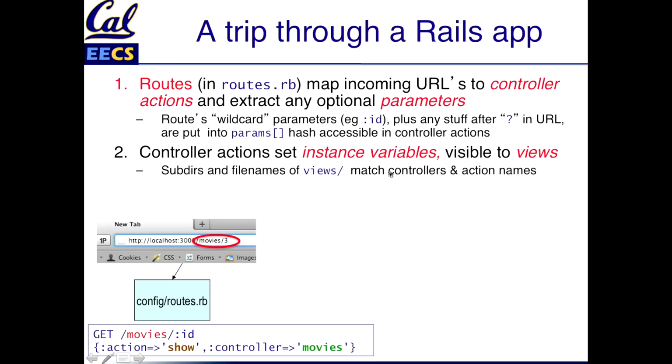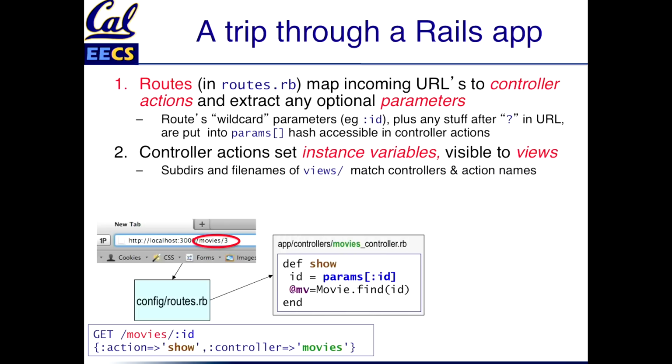So the controller can set instance variables that become visible to the views. And where does it find the views? Well, as we'll see, if you have a controller action called, for example, show, which shows a movie, it'll just look in the views subdirectory for movies and look for show.html.haml, because that's reasonable, right? We're going to talk a lot more about convention over configuration.